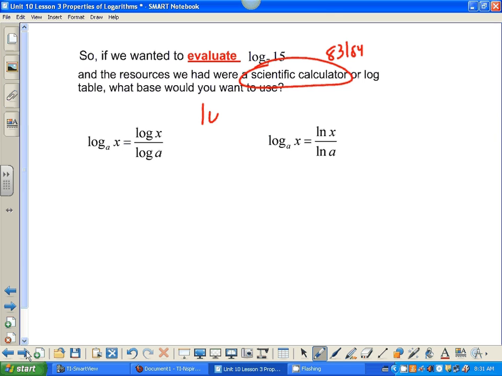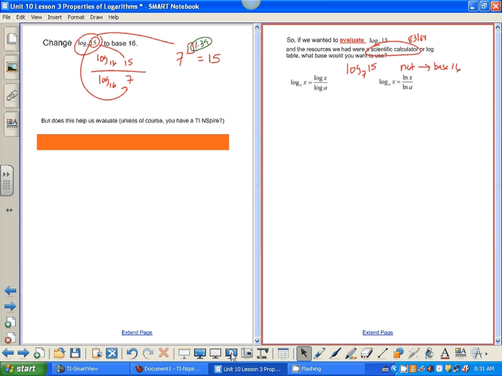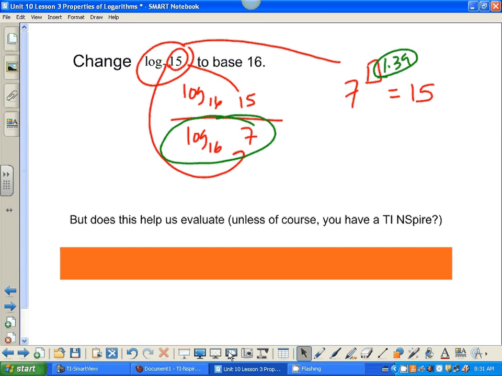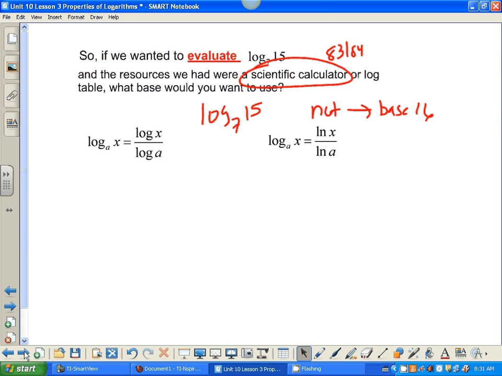So if I'm still talking about log base 7 of 15, I would not want to convert it to base 16 like I did in the previous slide, because my scientific calculator or my 83/84 can't handle base 16. But it can handle the common log. So I can take log base 7 of 15 and convert it to the common log, log 15 over log 7. Similarly, you could decide to do the natural log.